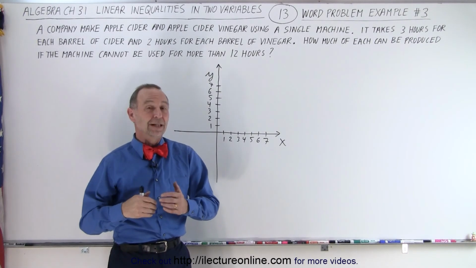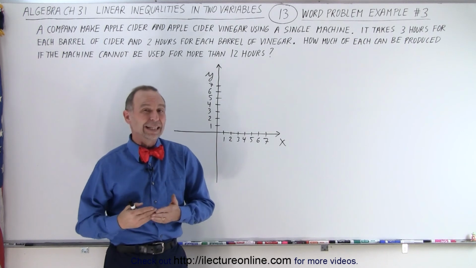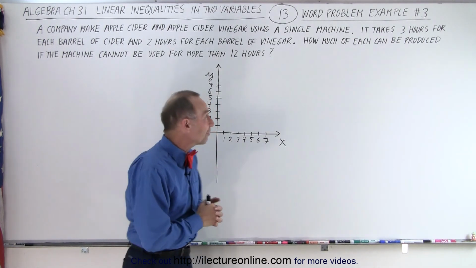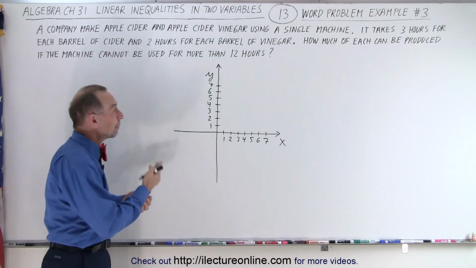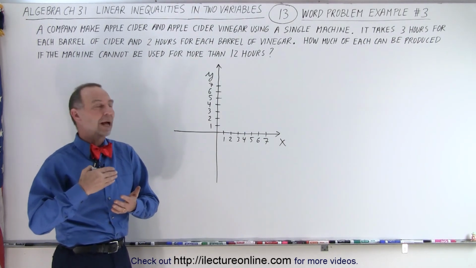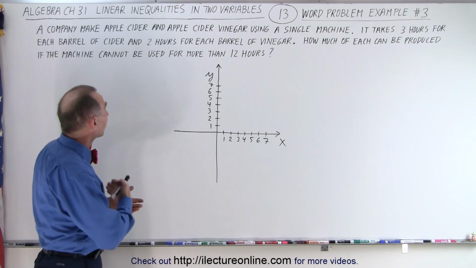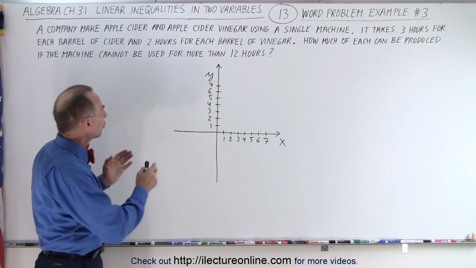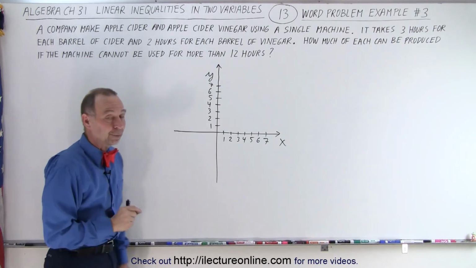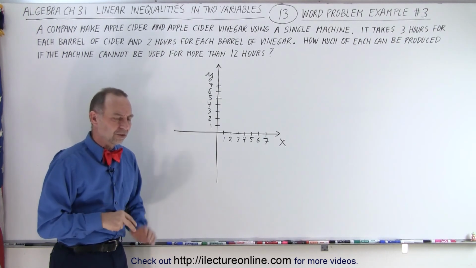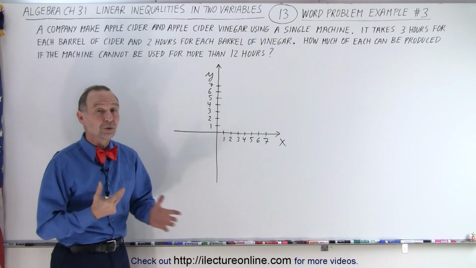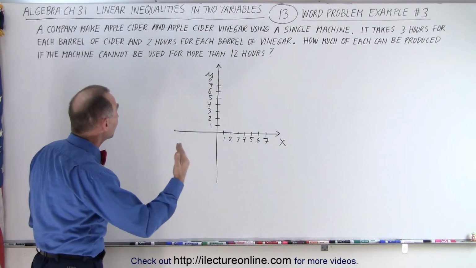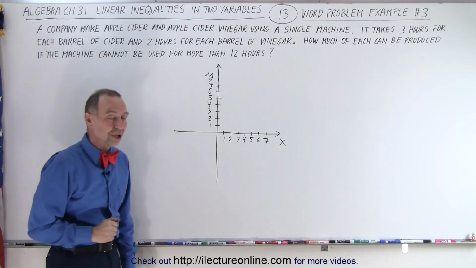Here we have an example of a word problem using inequalities that is slightly different from the two before. We have a machine that is capable of producing apple cider and apple cider vinegar. That's a real tongue twister. Notice that the machine can only be used for a maximum of 12 hours. So there's a limit as to how much we can produce of each, and what we're trying to do is figure out how much of each can be produced with that limit on that machine.